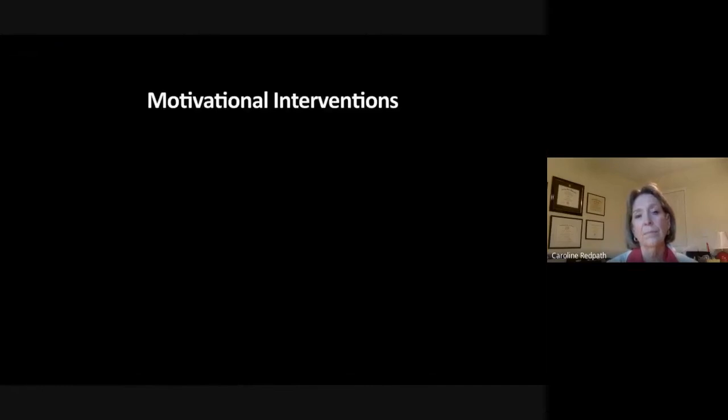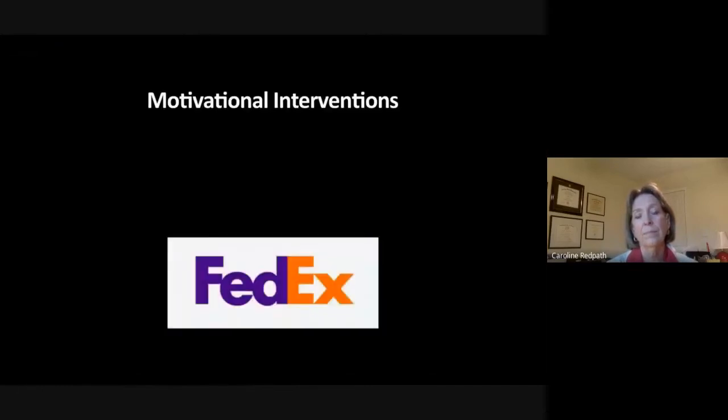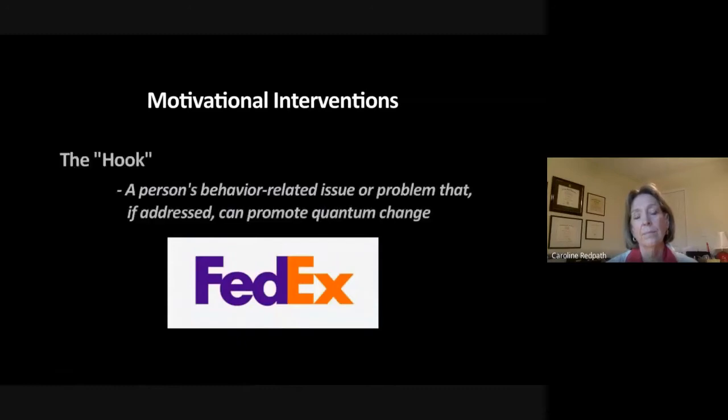We're looking for the behavior-related issue. The arrow, right, is one idea, or the hook. What could hook them into the process of thinking about change, right? So we go back to the smoking father. It's not lung cancer, emphysema, these kinds of things. It's really his relationship with his kids that's going to help him to change.